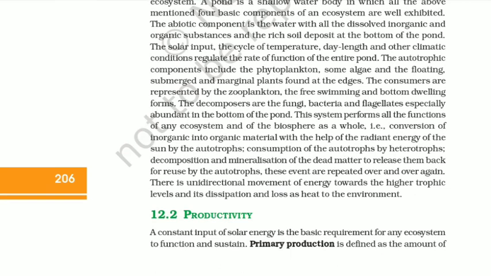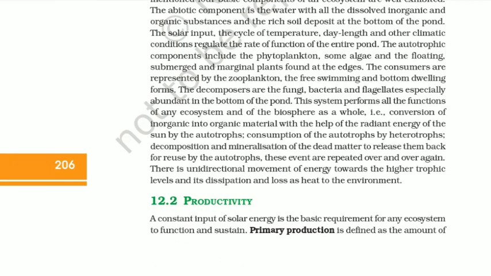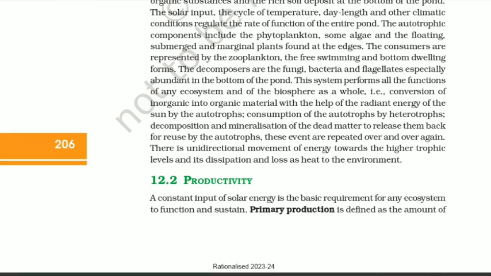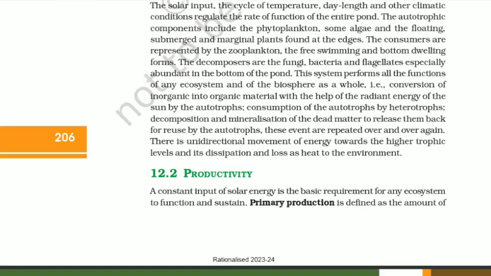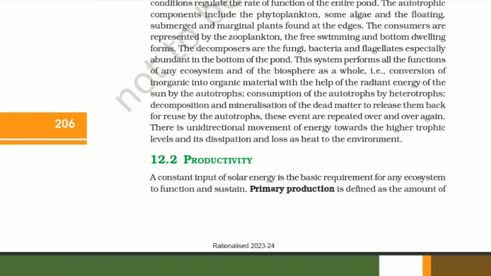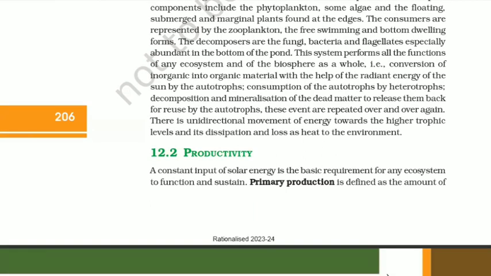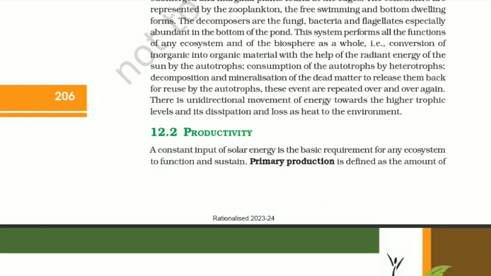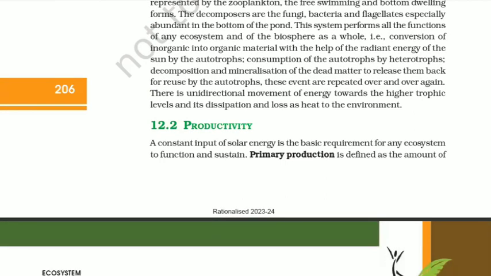The solar input, the cycle of temperature, day length, and other climatic conditions regulate the rate of function of the entire pond. The autotrophic components include the phytoplankton, some algae, and the floating, submerged, and marginal plants found at the edges. The consumers are represented by the zooplankton, the free swimming and bottom dwelling forms. The decomposers are the fungi, bacteria, and flagellates, especially abundant at the bottom of the pond.